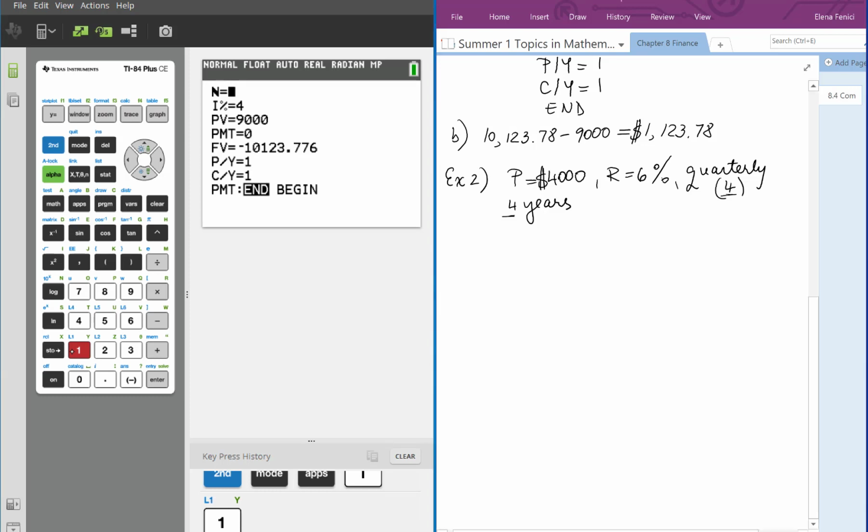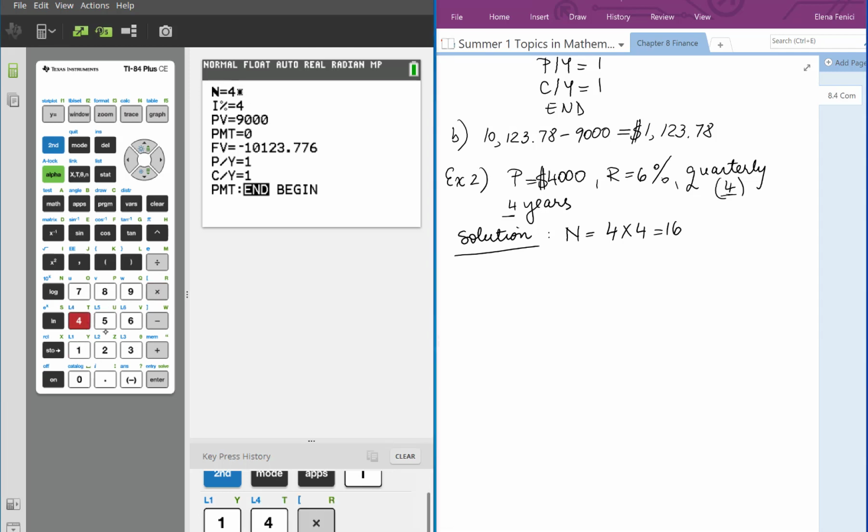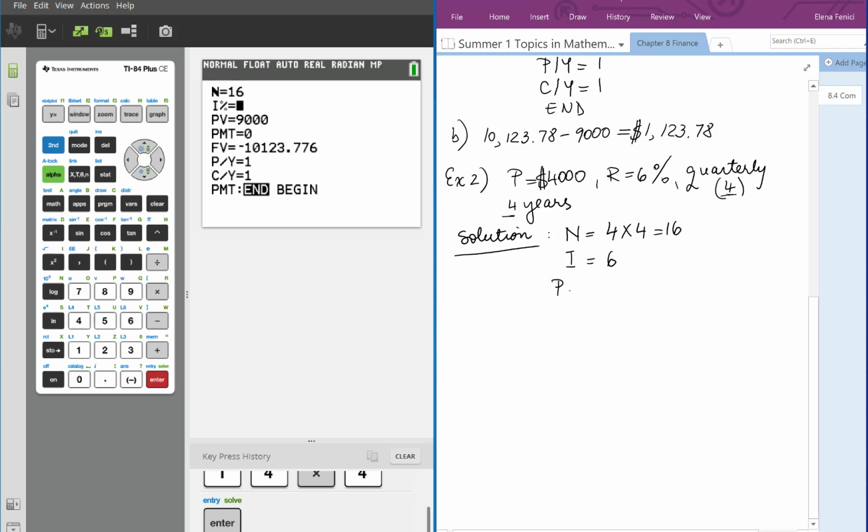So again, this is how you're going to write on your paper when you are turning in a test. N equals, well, it's 4 years times 4 because it's quarterly, so it's 16. You can write 4 times 4, you don't have to write 16 because it's actually computing for you. So it's 16 times, that's how many times the interest is computed. The interest is 6. Please do not write 6% or 0.06 because you're gonna get an error or you're gonna get a totally different answer.